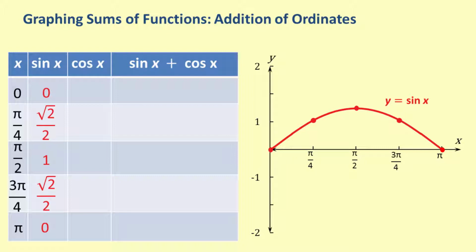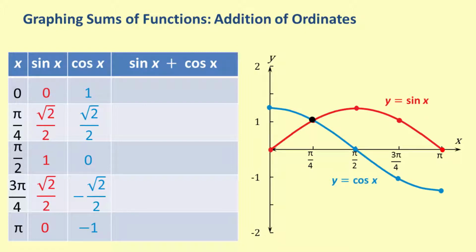Repeating this process for cosine of x, we get 1, square root 2 over 2, 0, negative square root 2 over 2, and negative 1. Again, we generated 5 new points. This time they will be used for our cosine graph, which we will graph on the same coordinate plane to compare the two functions.